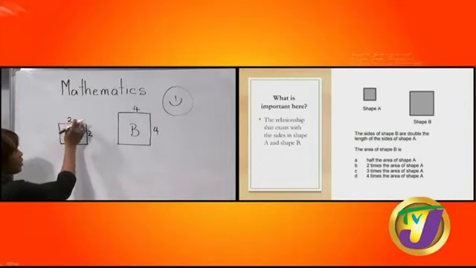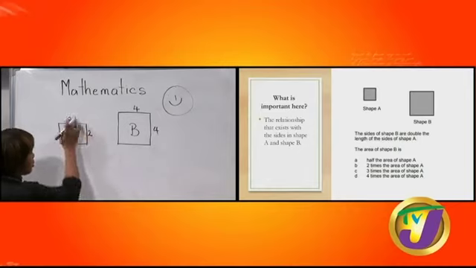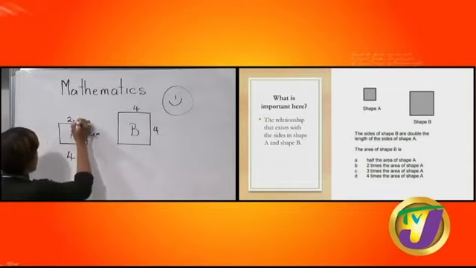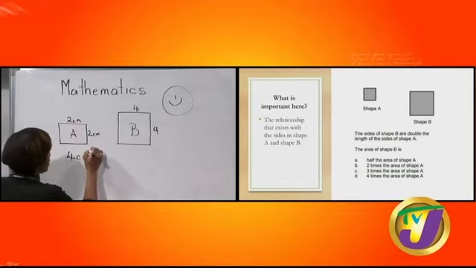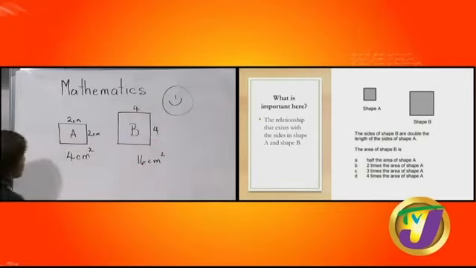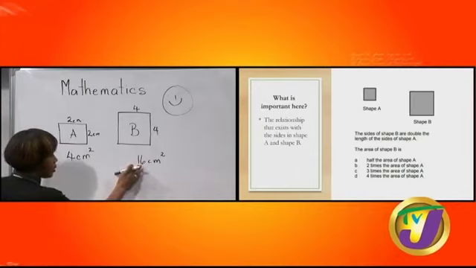So to find the area, length times width, 2 times 2 gives us 4 squared units. So let's say it's centimeters. It will be centimeters squared. And 4 times 4 is 16 square centimeters. There you go. Now, the relationship between 4 and 16. What is that? 16 is actually 4 times larger than 4.